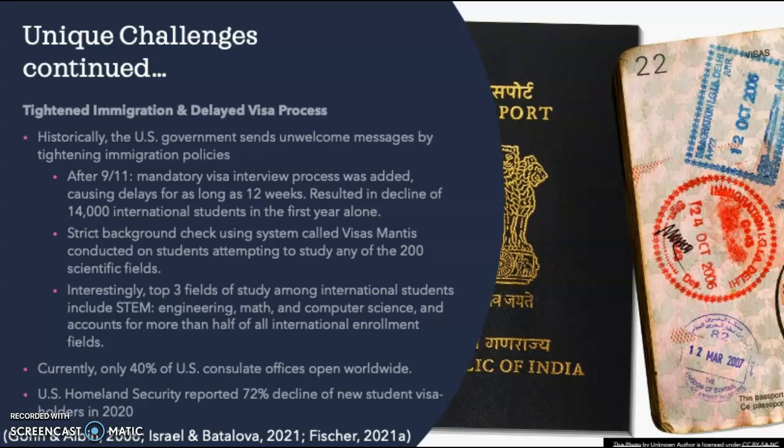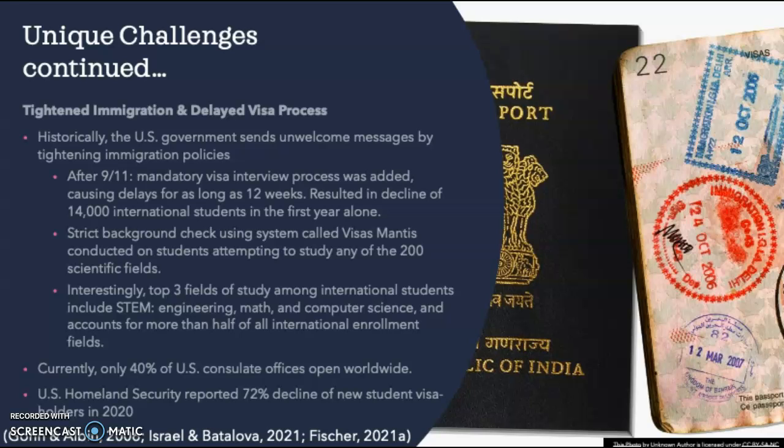And they also implemented a policy that required strict background checks using a system called Visas Mantis, which were conducted on students attempting to study any of the 200 scientific fields. Interestingly, the top three fields of study among international students include STEM, which involve engineering, math, and computer science, and these majors account for more than half of all international enrollment fields.